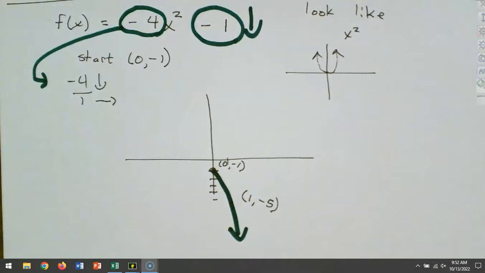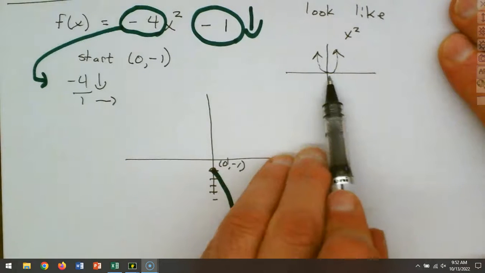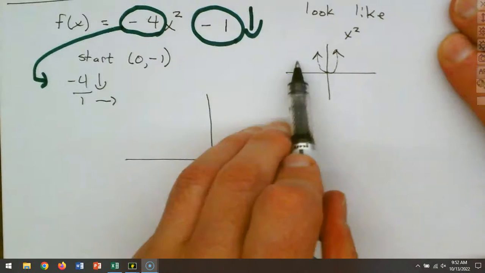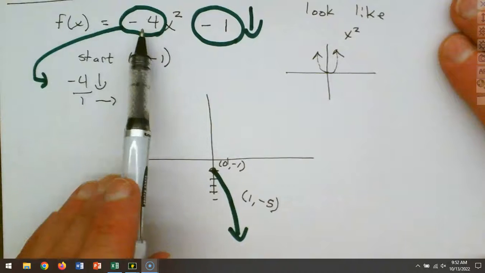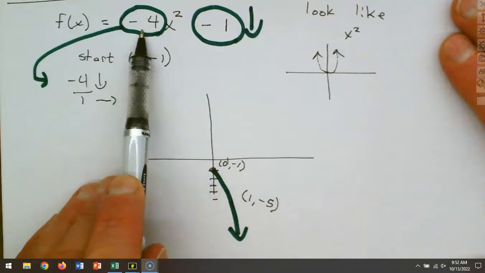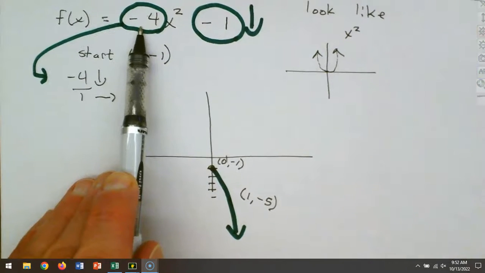Now, what should the other side look like? It needs to look like this. Make a U. Why is ours upside down? It's upside down because the number in front was negative, so that flips it over.